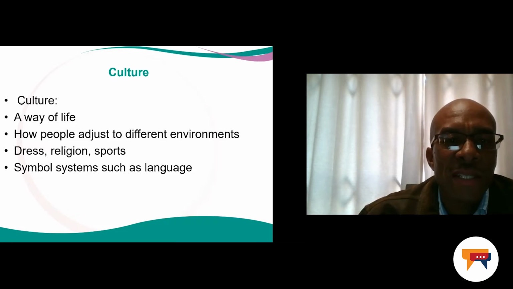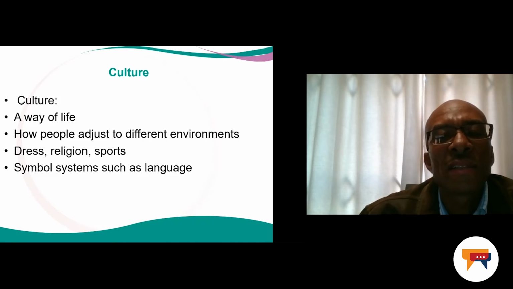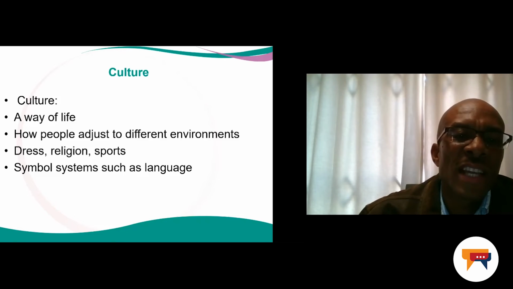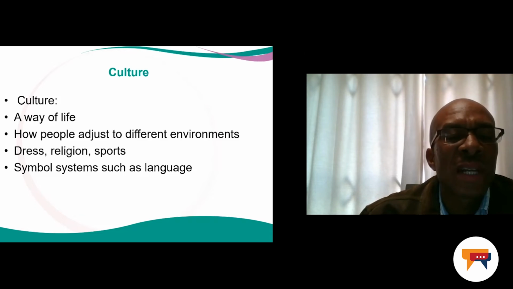The second aspect is culture. Culture is a way of life. It is all about how people adjust to different environments. This can be recognized through aspects such as the way people dress, their religion, and also sports, just to give an example. There are also symbol systems such as language. That is also another aspect of culture.